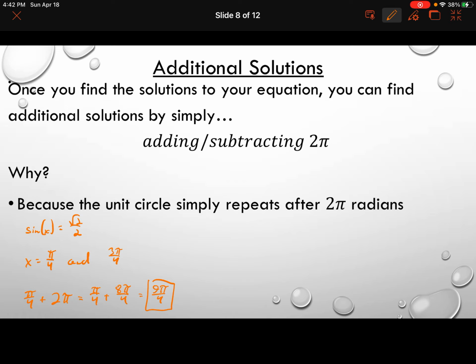So just a small thing, but important to remember. Whenever you want to find additional solutions, or let's say I asked you to find a negative solution, you could take that pi over 4 and subtract 2 pi from it. So you end up with pi over 4 minus 8 pi over 4, and pi minus 8 pi is negative 7 pi over 4. That would be an example of a negative solution. If the problem asks you to find a negative solution, you can do that by subtracting 2 pi. All right, so now let's look at using a calculator.